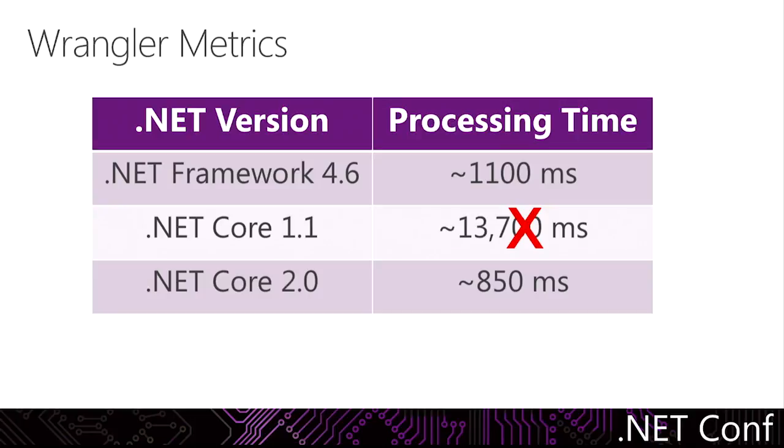Wrangler, the middle metrics don't really matter because we only ran it in production for maybe, once we saw that .NET Core 2 was huge for serial, I was like, all right, I don't really want to mess with that.